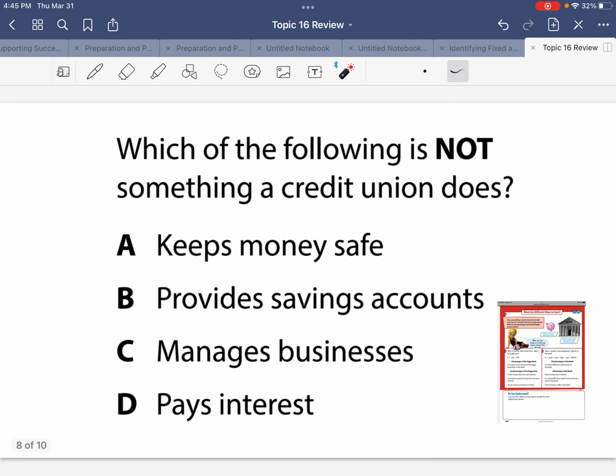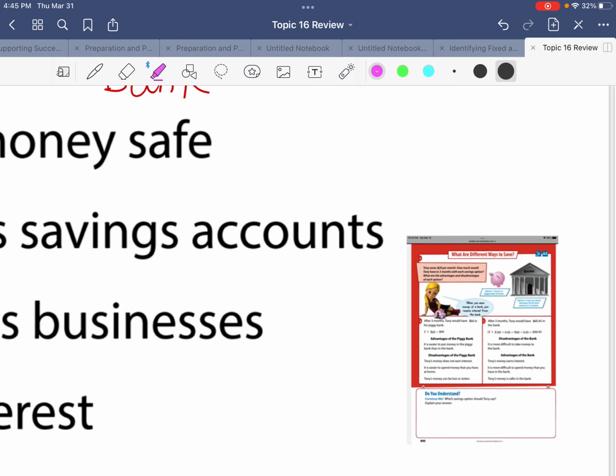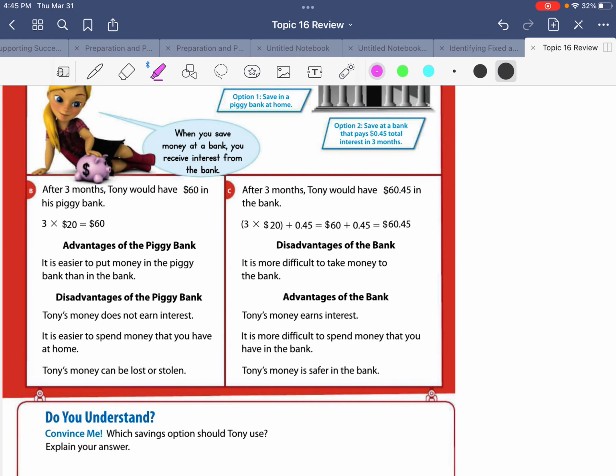Okay. Next problem says, which of the following is not something a credit union does? So remember, a credit union is just a bank, okay? And I'm looking for something that a bank does not do. So let's look at this anchor chart here. It says advantages of a bank.